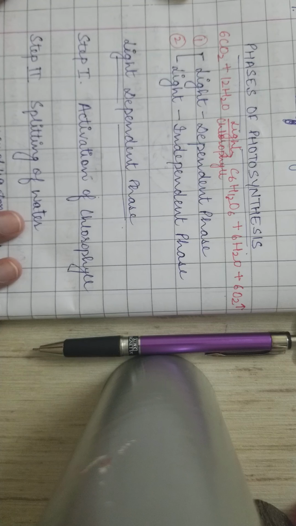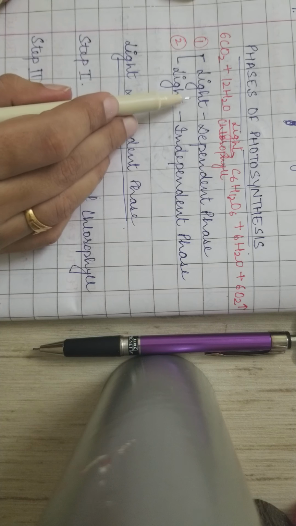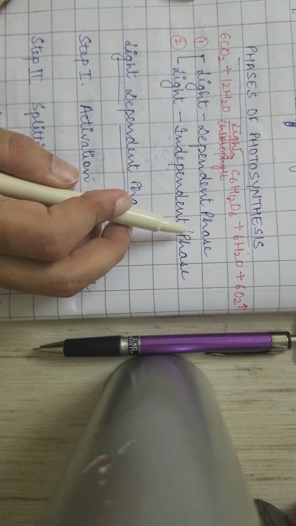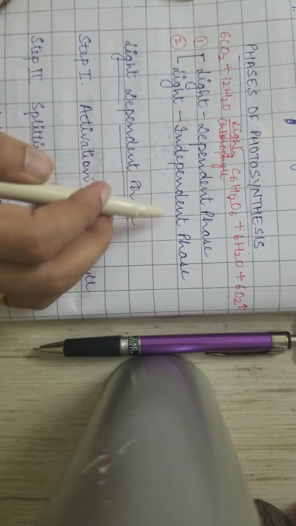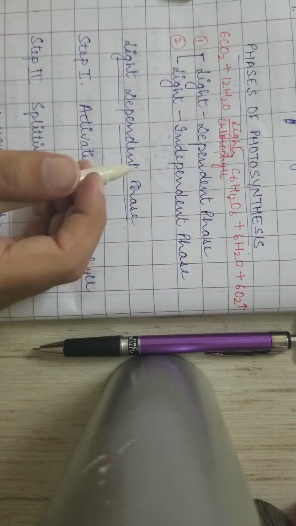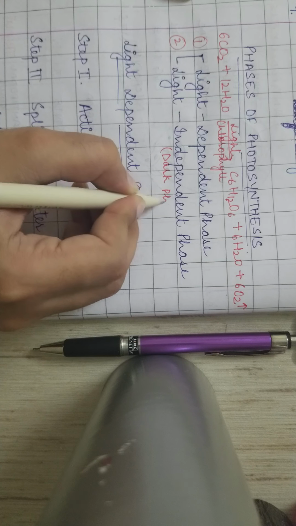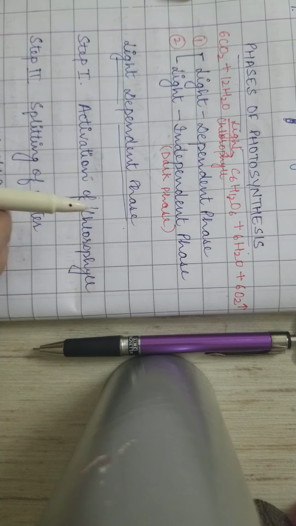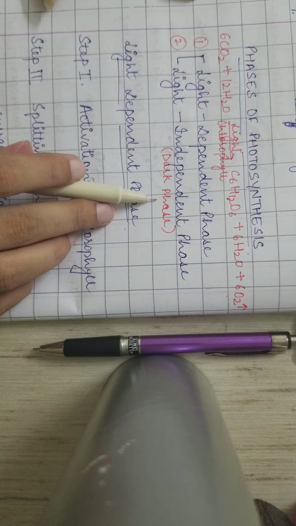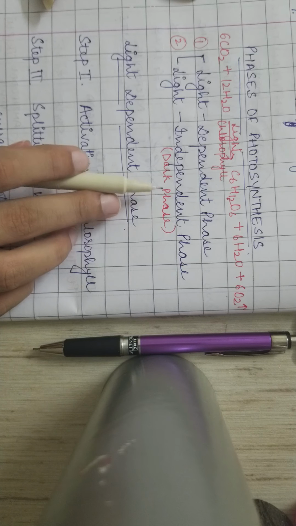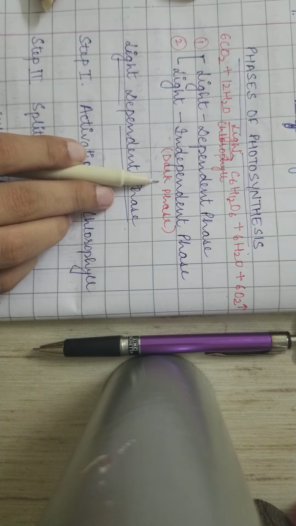Now there are two phases which take place during photosynthesis. First is the light dependent phase, which depends upon the light, and second is the light independent phase, which is sometimes also known as the dark phase. But calling it the dark phase doesn't mean that this phase will occur at night. It means that it is independent of the light. It does not require light.